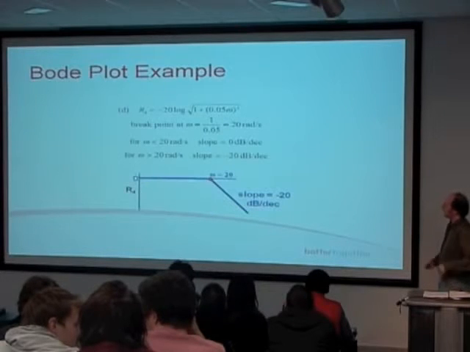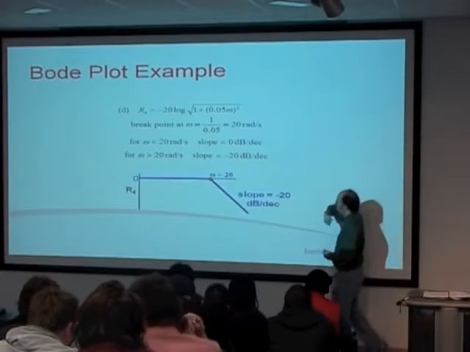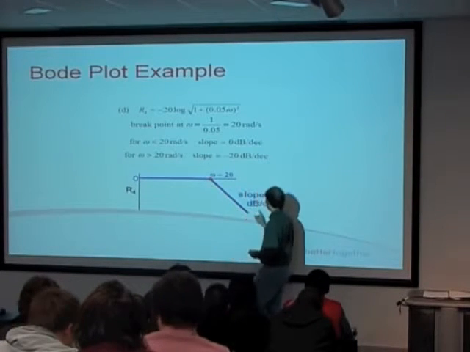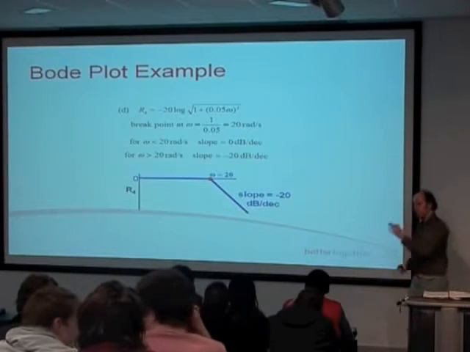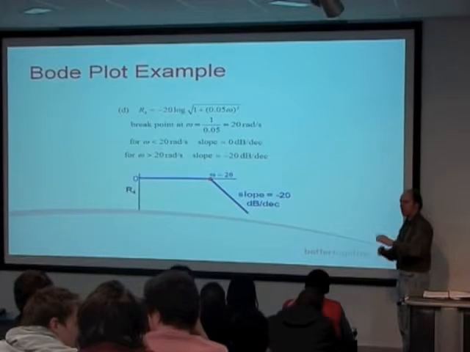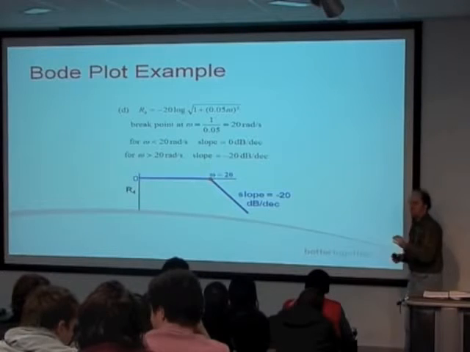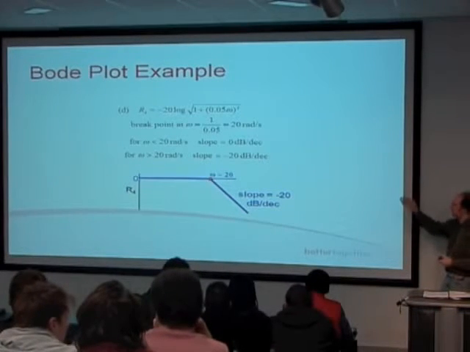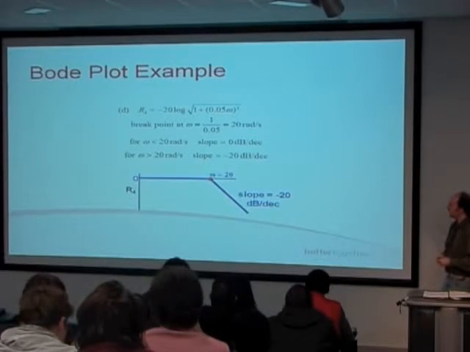And then you can do the same thing with that second first order lag. Breakpoint is at 20 radians per second, 1 over 0.05. Before 20, the amplitude ratio is 0, and after 20, we get minus 20 dB per decade. Now, because they're all logarithmic, we can add them together, although in the transfer function they're all multiplied together. We have the gain, the integrator, and the two first order lags. They're all multiplied together in the transfer function, but because these are all logarithms, you can just add them together to make up your complete system.